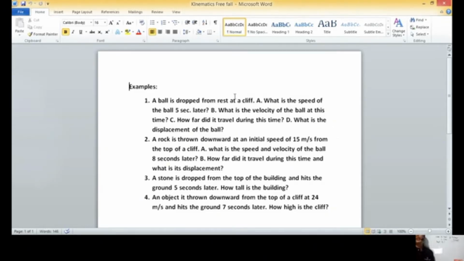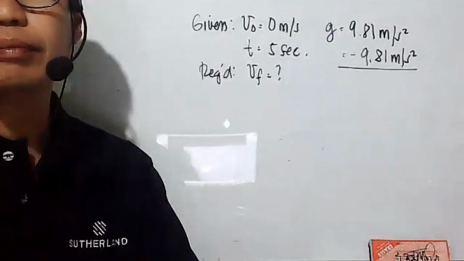Okay, so next, what is the speed of the ball? Actually, A and B are the same. But for A, we're looking for the speed, while for B, we're looking for the velocity. When we say speed, it is a scalar quantity, and velocity is a vector quantity. Likewise, C and D are somewhat the same. For C we're looking for the distance, how far, and for D we're looking for the displacement. Again, C is a scalar quantity, which is distance, and D is a vector quantity, which is displacement. Okay, so I'll be removing the screen share for a while.